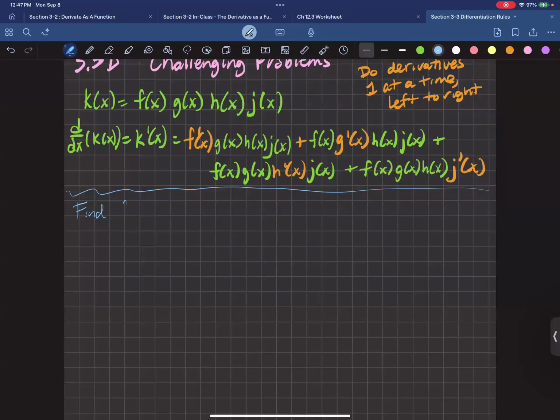Find f prime of x if f of x equals, I don't know, 4x cubed minus 2x times 3x to the 5th plus 7x squared. And we'll do negative 3x plus 1.